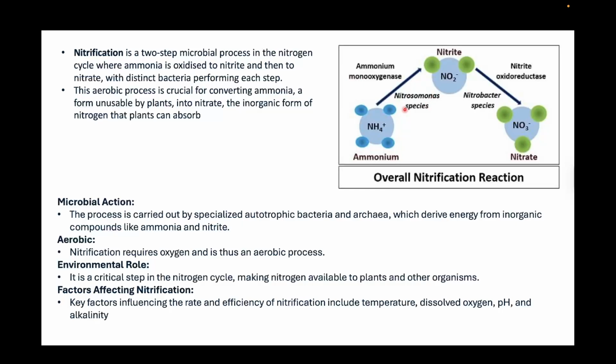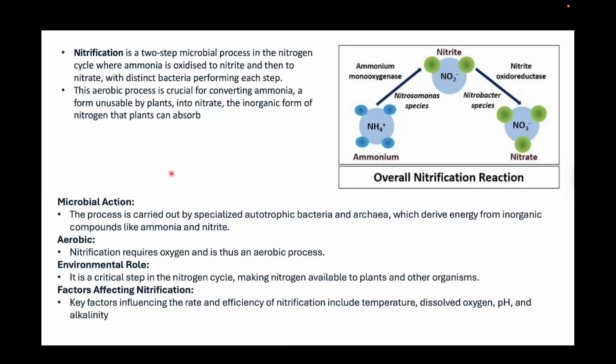So Nitrosomonas species performs the ammonia to nitrite conversion, and the enzyme here is ammonia monooxygenase or AMO, and Nitrobacter performs nitrite to nitrate oxidation, using nitrite oxidoreductase. This aerobic process is crucial for converting ammonia, which is unusable by the plants, into nitrate, which can be absorbed readily by the plants, thus facilitating the nitrogen cycle. So this is the overall nitrification reaction, NH4 plus to NO2 minus to NO3 minus.